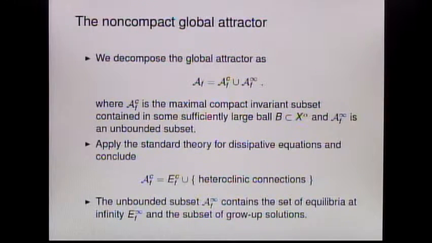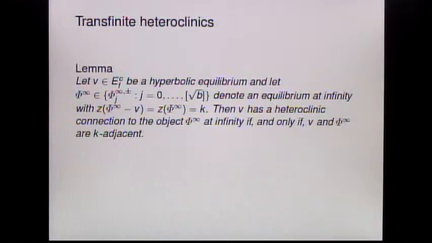This other subset, the unbounded subset of this non-compact global attractor, is an unbounded set that contains all the grow-up solutions that are globally defined, and the set of equilibria at infinity. So what we did was basically decompose this set as the union of these two subsets. This one is completely characterized by the adjacency notion. And now we just have to say how this set here can be decomposed. So this basically means that we want to prove the following lemma.